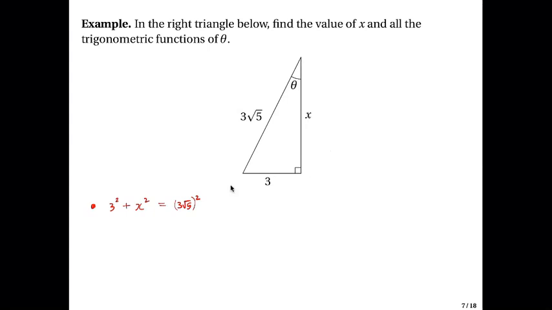So if we solve for x, first let's have that x squared, and that's equal to this guy here, 3 square root of 5 squared, that becomes 9 times 5. And then minus, because this guy, we will bring it to the other side. And 3 squared, that's equal to 9. Or we have here 9 times 5, that's 45, minus 9. And 45 minus 9 is equal to 36.